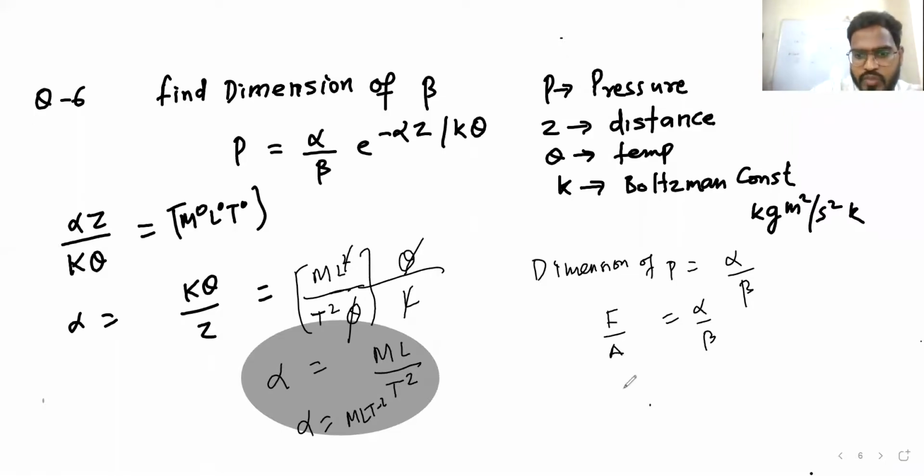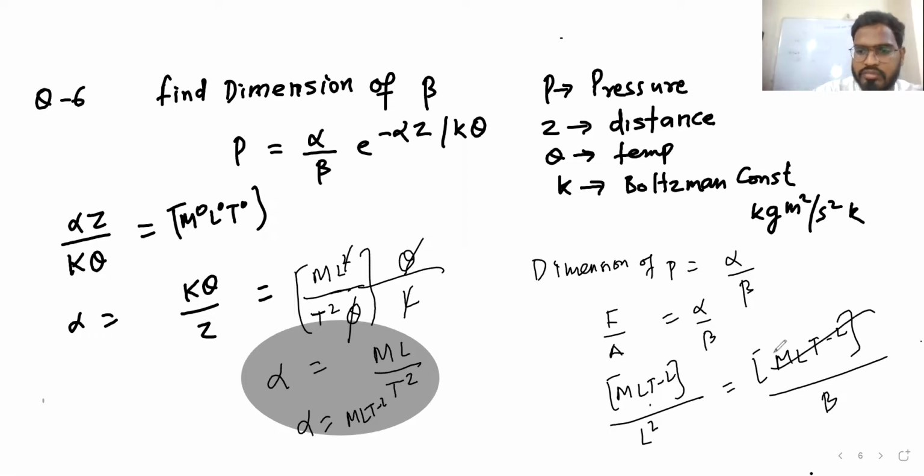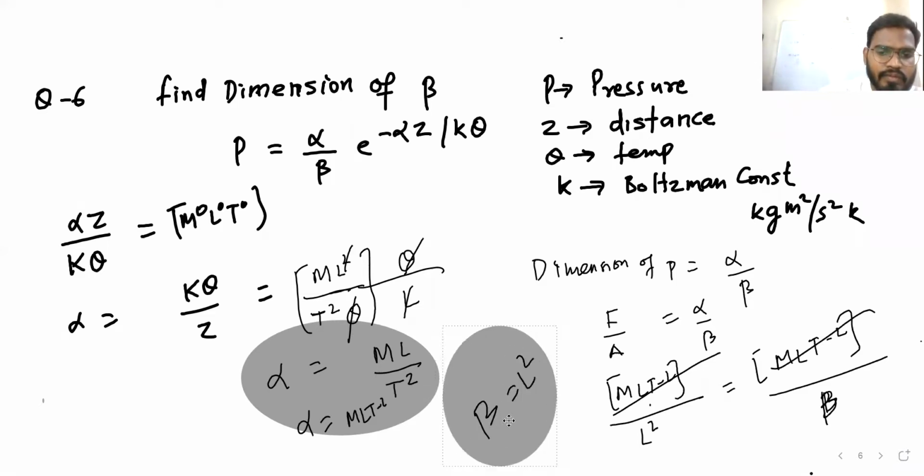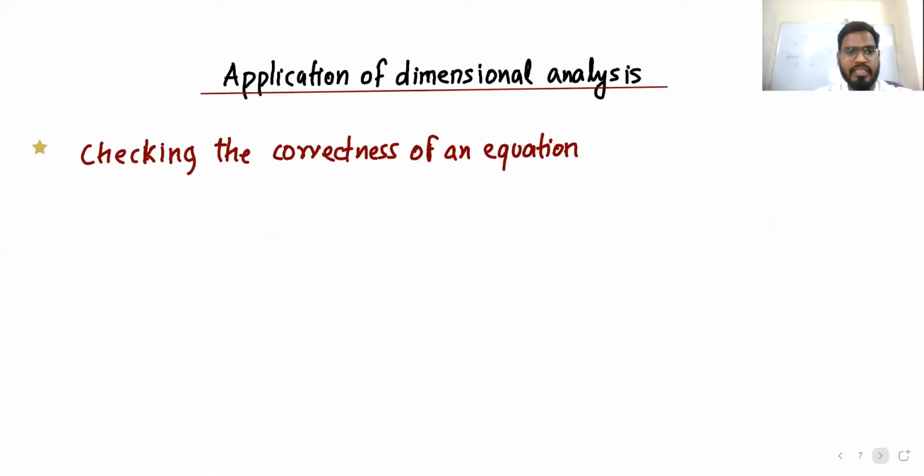Right, so force is what? MLT minus 2, MLT minus 2 by L square is equal to alpha. Alpha we want to find. Beta is how much here? Alpha we found, alpha is MLT minus 2, that will get cancelled out anyway, is equal to beta. So cancel out. So beta is equal to what? L square. Finished. Right, so we got alpha as well as beta. Fine.